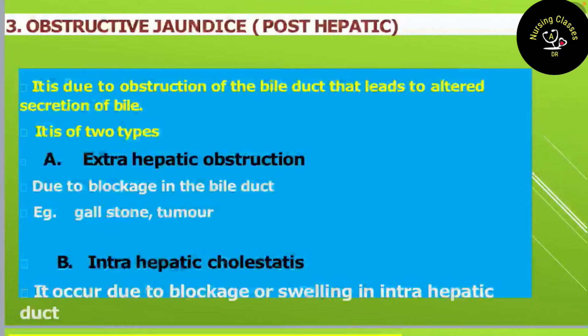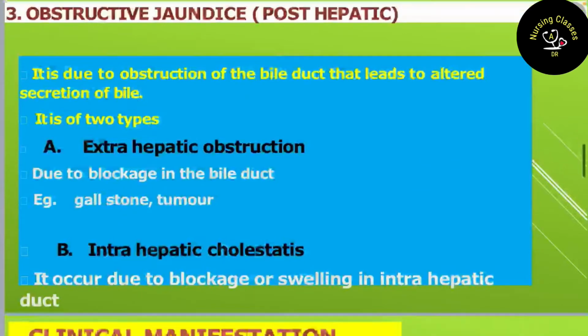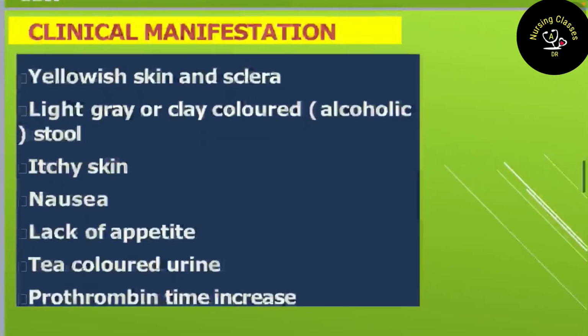It is of 2 types. The extrahepatic obstruction is due to blockage in the bile duct, for example gallstone or tumor. The second is intrahepatic cholestasis. It occurs due to blockage or swelling in the intrahepatic duct. The next one is the clinical manifestations.